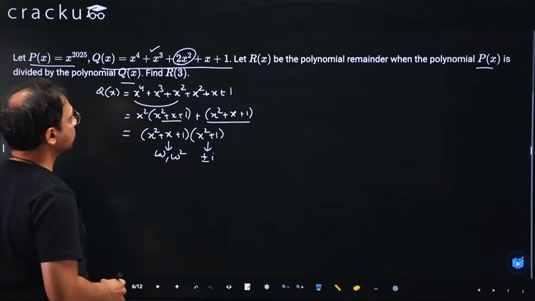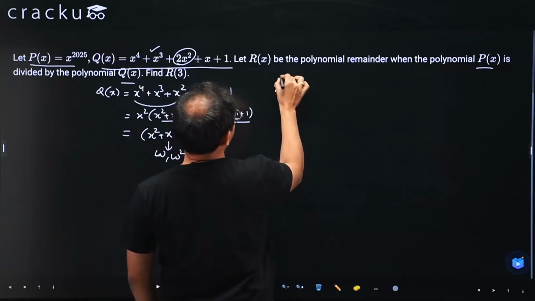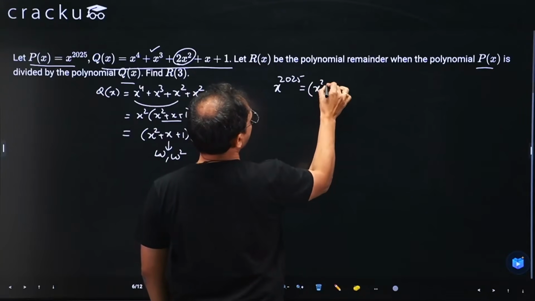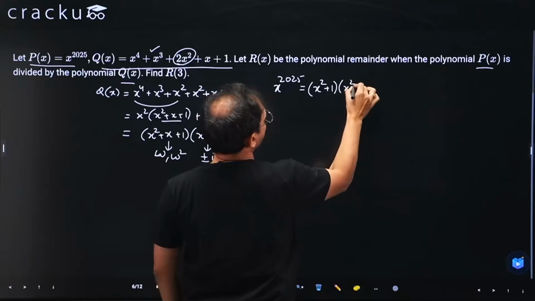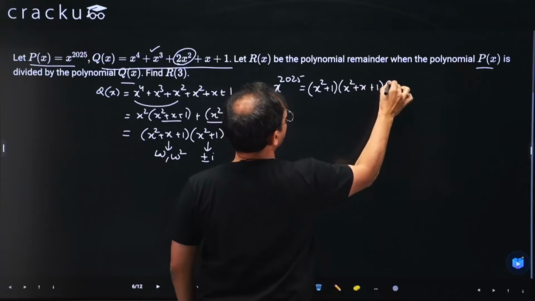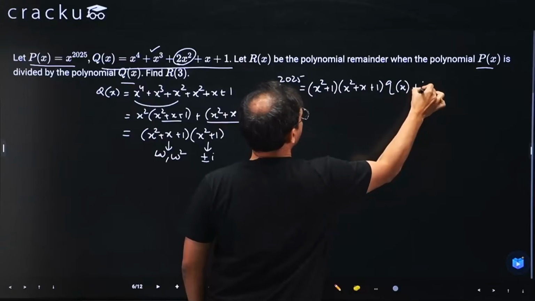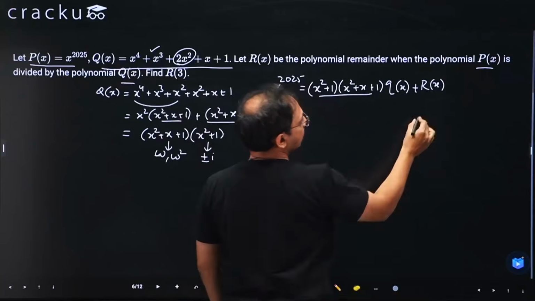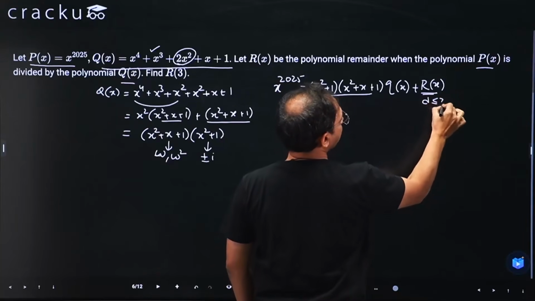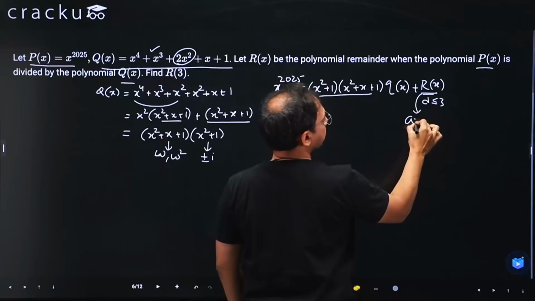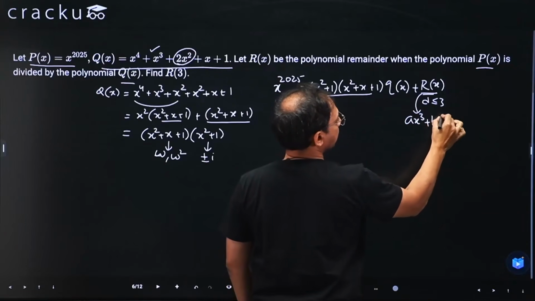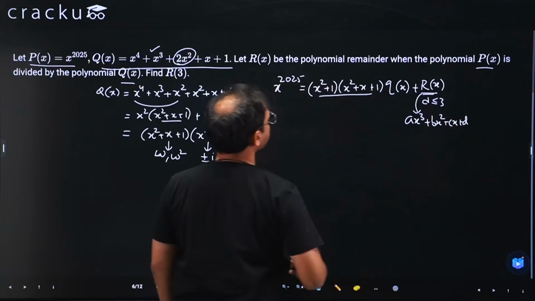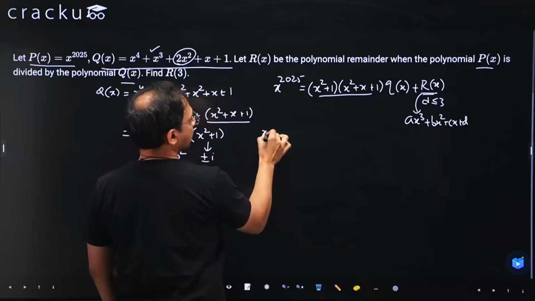Now let's write Euclid's division algorithm. X power 2025, I am dividing with Q of x, x square plus 1 into x square plus x plus 1 into some quotient plus remainder R of x. I am dividing by a biquadratic, so this will have degree at most 3. So I'll assume R of x to be ax cube plus bx square plus cx plus d. That's it. Now substitute x is equal to i.